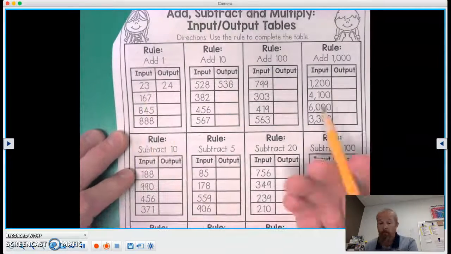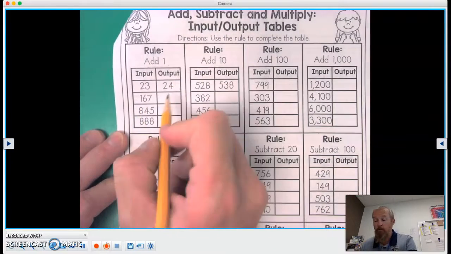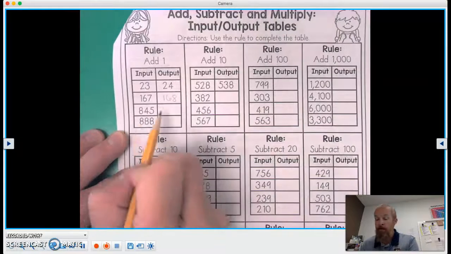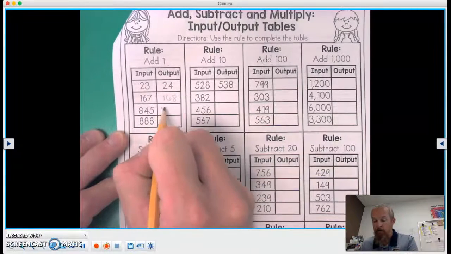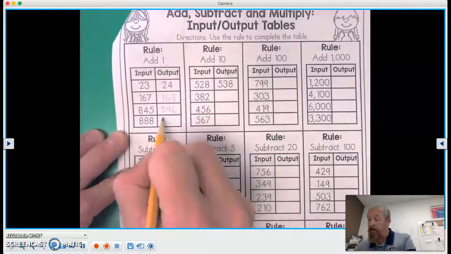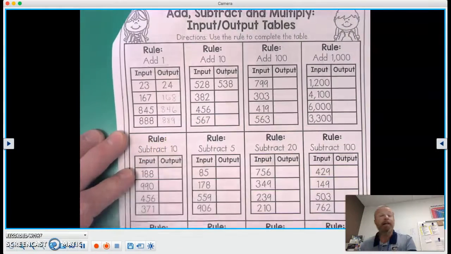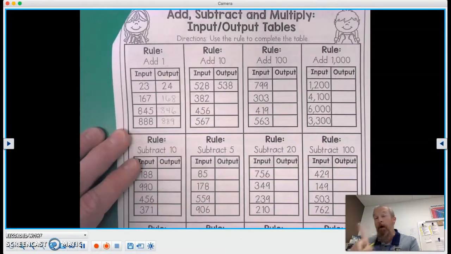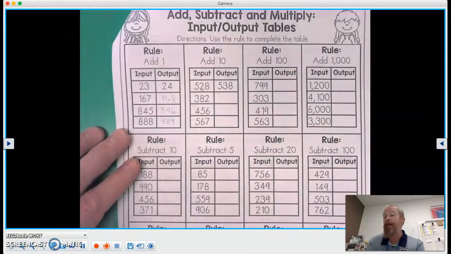23 goes to 24. 167 will go to 168. 845 we'll go to 846. 888 we'll go to 889. Now add 10, we're going to go to the tens column. We're still adding 1, right? We're just going to skip it over a column.